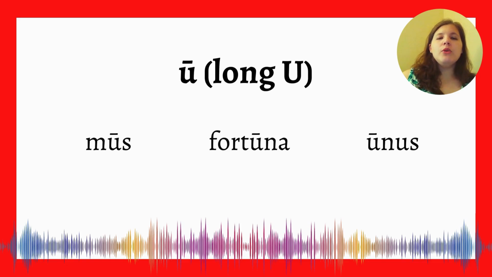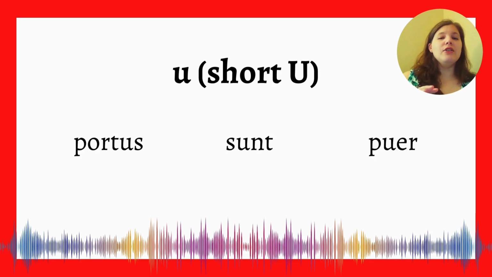Long U makes an oo sound, like in food. So we have moose, fortuna, and unus. Short U is an sound, like in put. So here our example words are portus, sunt, and puer.